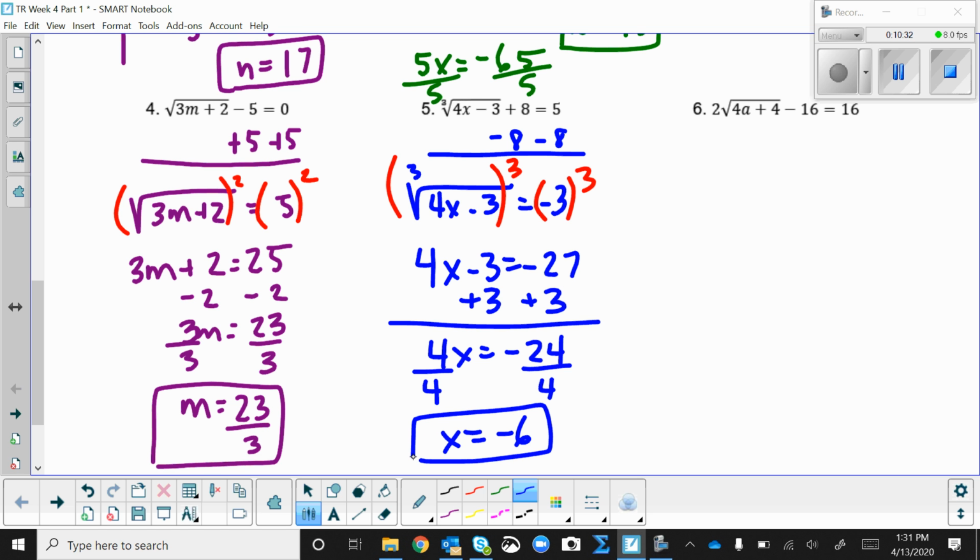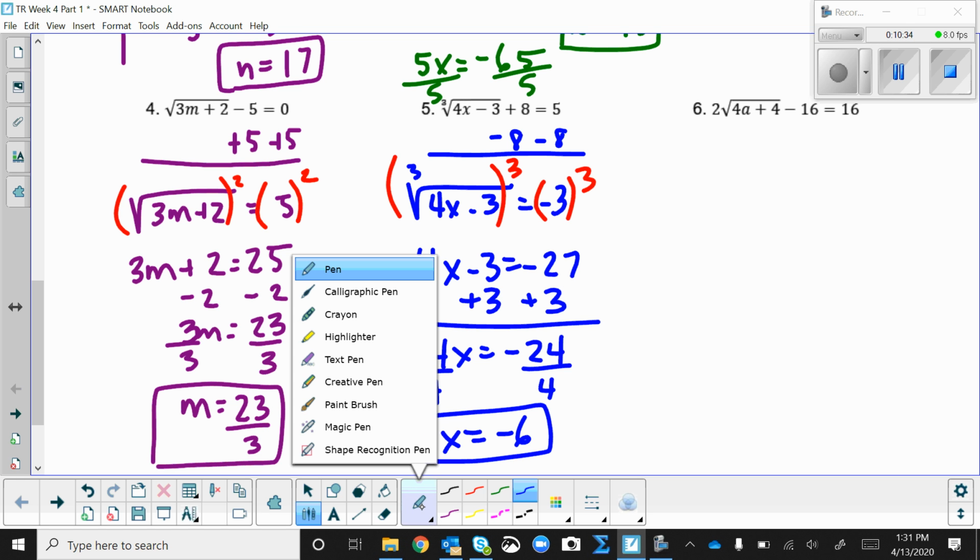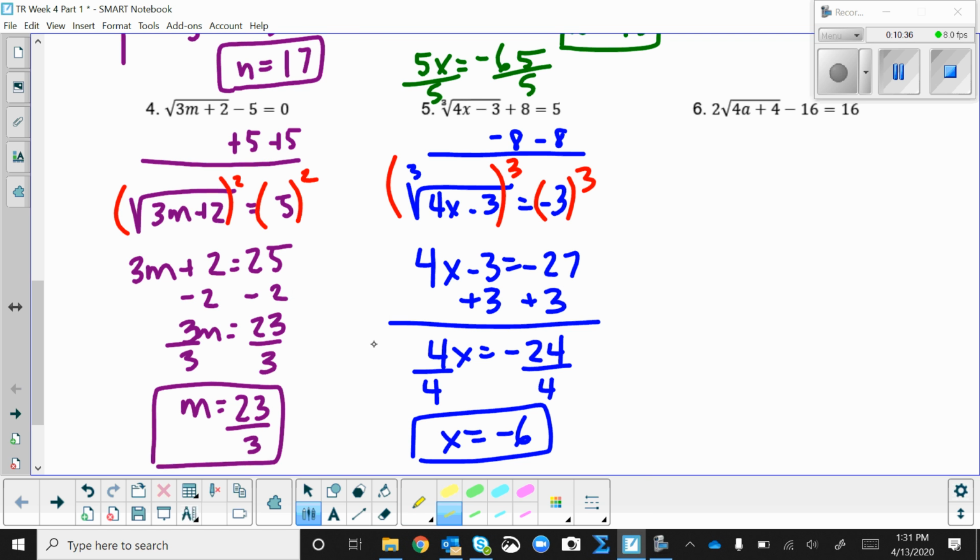All right, hopefully you got x equals -6. The biggest place I could see students making a mistake is right here at this step. -3 to the third means -3 times -3 times -3. And that should have given you a -27. So let's finish out the rest of the notes. We have to level up one more time.